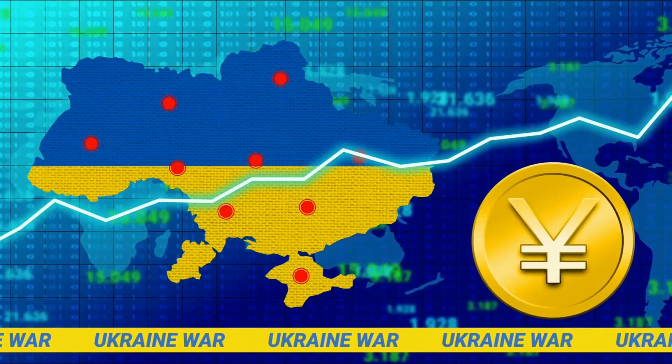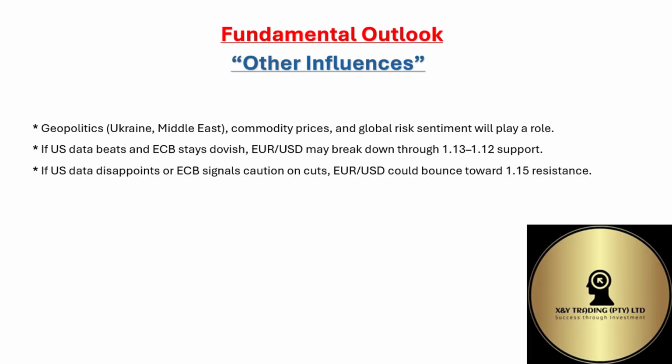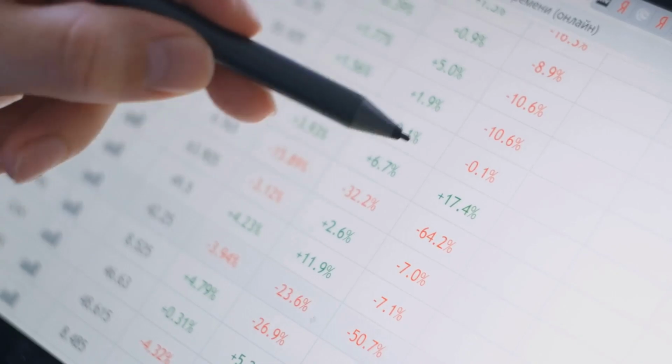Other influences like geopolitics in Ukraine and the Middle East, commodity prices and global risk sentiment will definitely play a role here. If US data beats expectations and the ECB stays dovish, EURUSD may break down through the 1.13 to 1.12 support area. But if US data disappoints, or the ECB signals caution on cuts, EURUSD could bounce up toward that 1.15 resistance. Now here's a quick look at the economic events calendar.